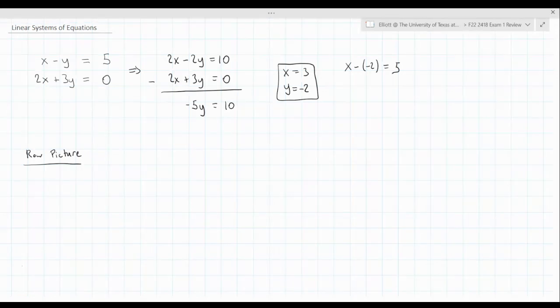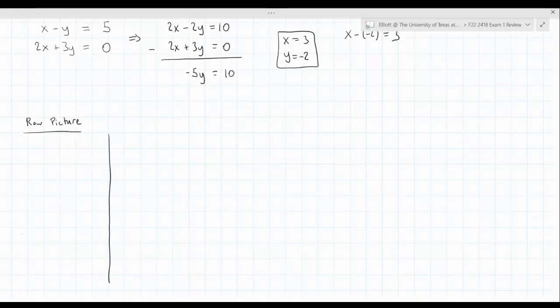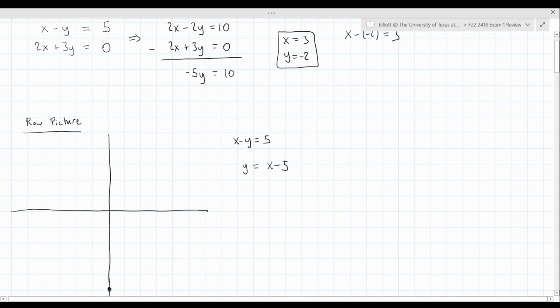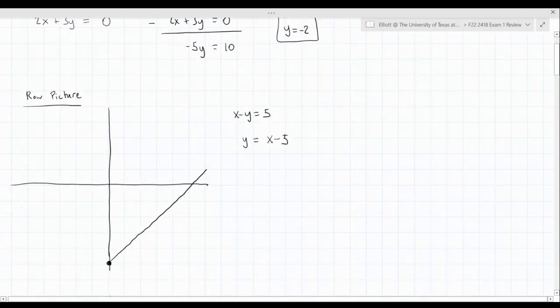So what I want to do is graph each of the equations. So let's start with x minus y equals 5. Okay, so x minus y equals 5. If you rearrange it, it's y is x minus 5. So that's going to give us a y-intercept of -5 and a slope of 1. Okay. So here is the first line, y equals x minus 5.